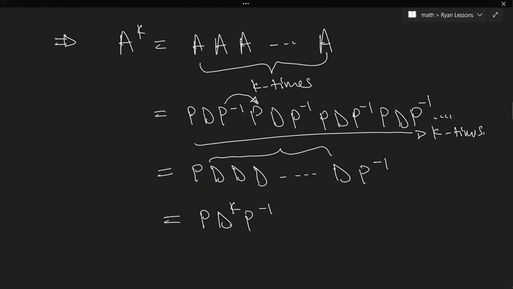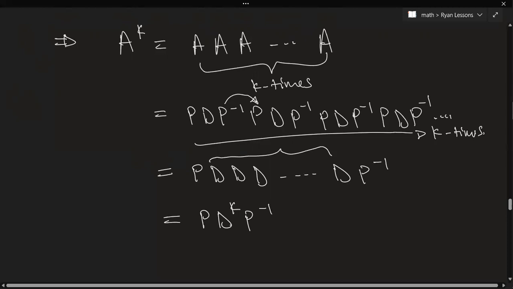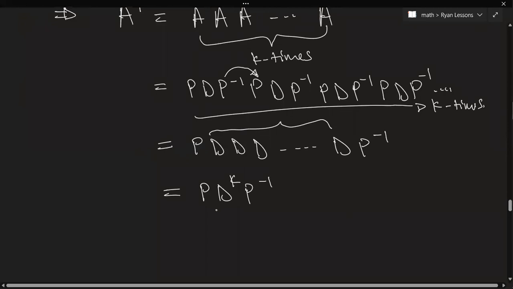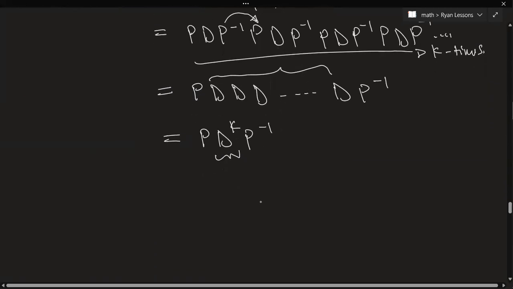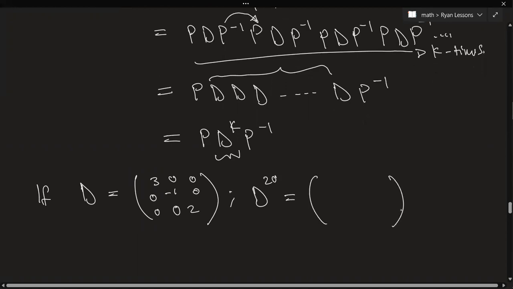I have a question. The P at the end and the start, wouldn't that also cancel out? Yeah, but now the k doesn't have to do with them. The k part only affects this region. If your D is just 3, -1, 2, with zeros elsewhere, and I want you to find D^20, what will D^20 be? D^20 will be just 3^20, 0, 0, 0, (-1)^20, 0, 0, 0, 2^20.